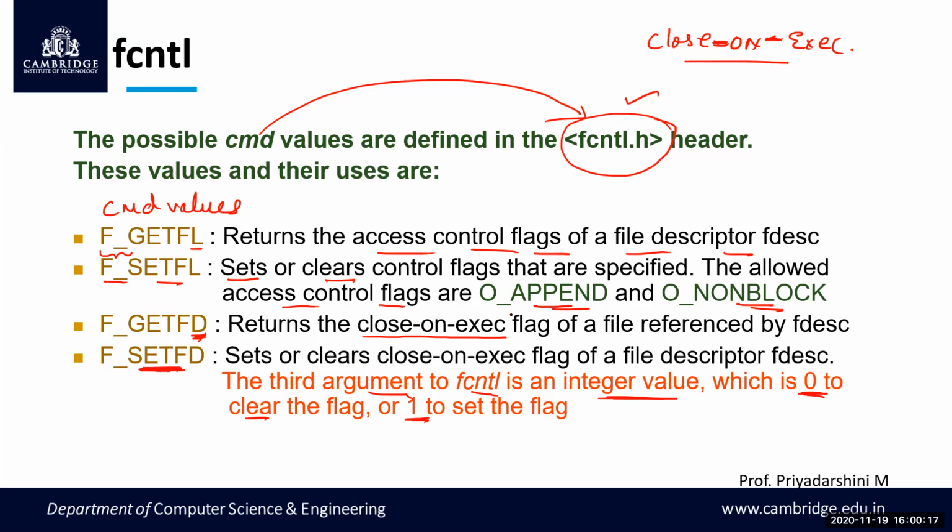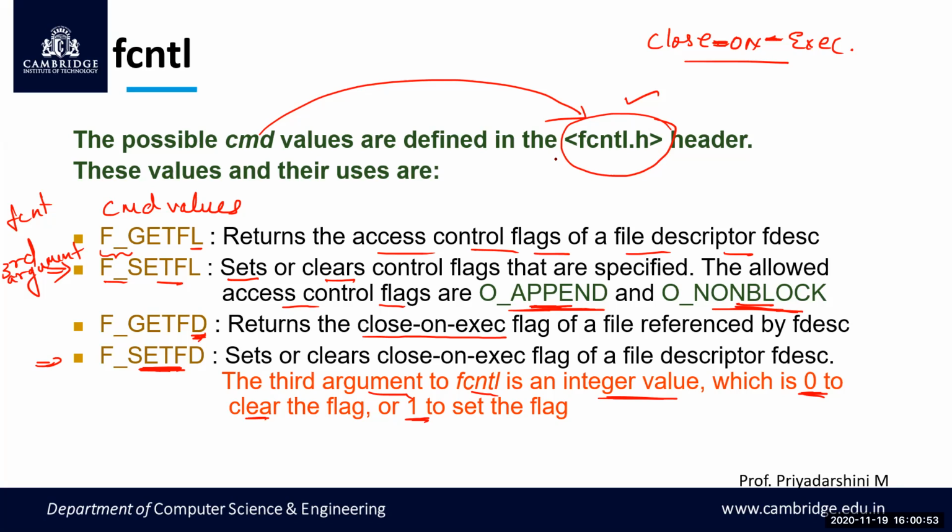In the same way, if you go up and check F_SETFL, O_APPEND and O_NONBLOCK will be the third argument, if you use the second argument value get FL. So only in this case and this case you will use the third argument of fcntl. In get FL and get FD, you're only retrieving the information, so the third argument is not specified.